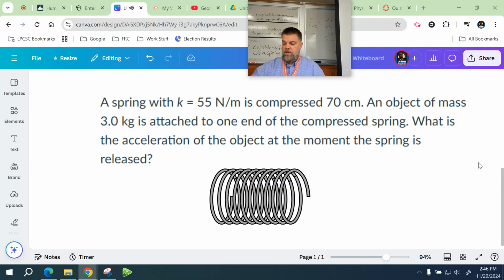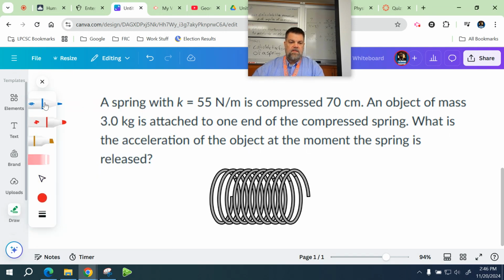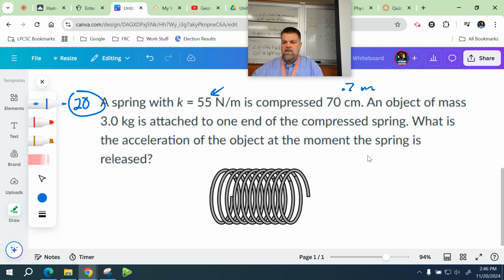Okay, this is problem number 20 from the force and motion test. It's a little ambiguous, so let's go through it. It says a spring with a spring constant of 55 newtons per meter is compressed to 70 centimeters, or 0.7 meters. An object with a mass of 3 kilograms is attached to the end of the compressed spring.